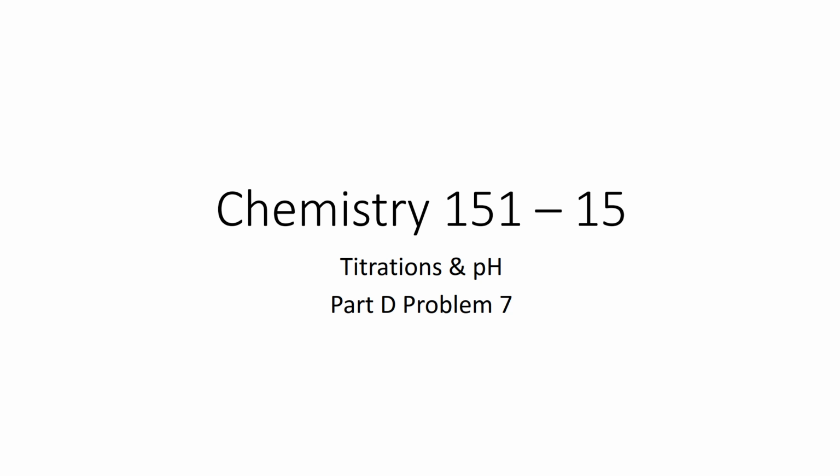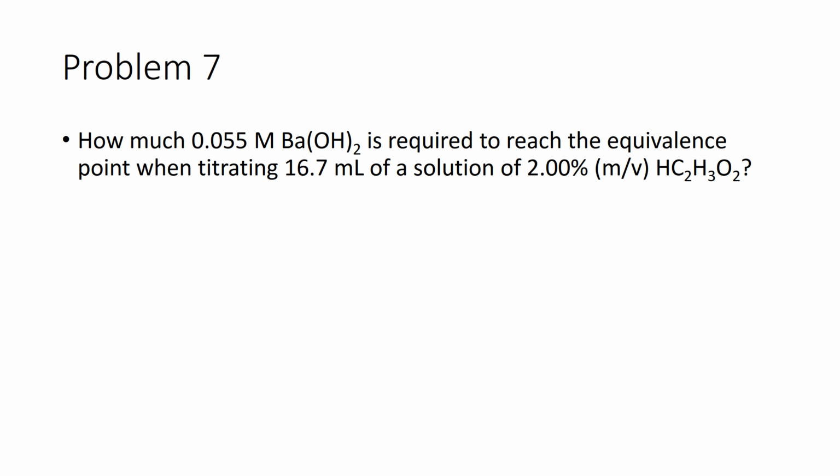It's James, and today we're going to be talking about problem number 7 on GLA number 15. So the problem reads, how much 0.055 molar barium hydroxide is required to reach the equivalence point when titrating 16.7 milliliters of a solution of 2% mass per volume acetic acid. So the first step in doing this problem is we need to write a balanced chemical reaction. So we'll go ahead and do that first.